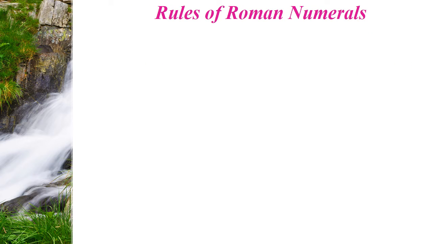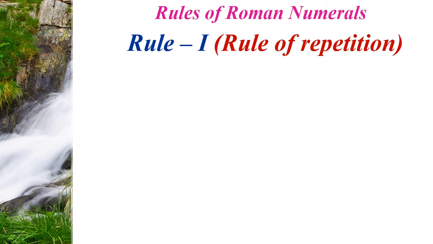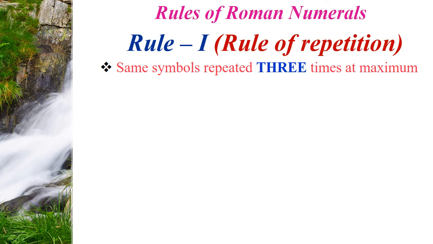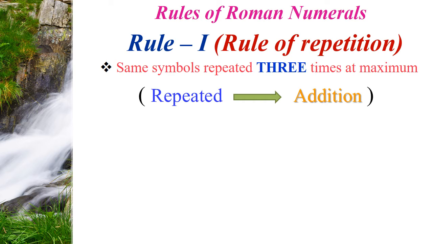So let's see how to write Roman numerals based on the basic Roman symbols. Here we need to follow some rules. The first rule is the rule of repetition. When you place the same symbol, it can be repeated 3 times at maximum. When the same symbols are repeated, you just add the values.